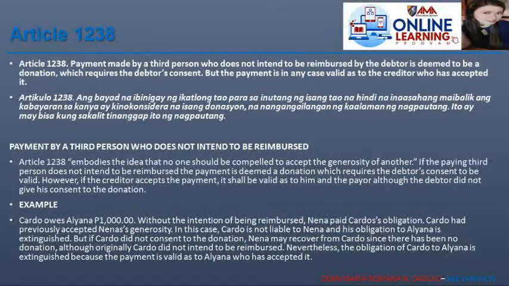If the paying third person does not intend to be reimbursed, the payment is deemed a donation, which requires the debtor's consent to be valid. However, if the creditor accepts the payment, it shall be valid as to him and the payer, although the debtor did not give his consent to the donation. Example, Cardo owes Aliana 1,000 pesos. Without the intention of being reimbursed, Nena paid Cardo's obligation. So, Cardo had previously accepted Nena's generosity.